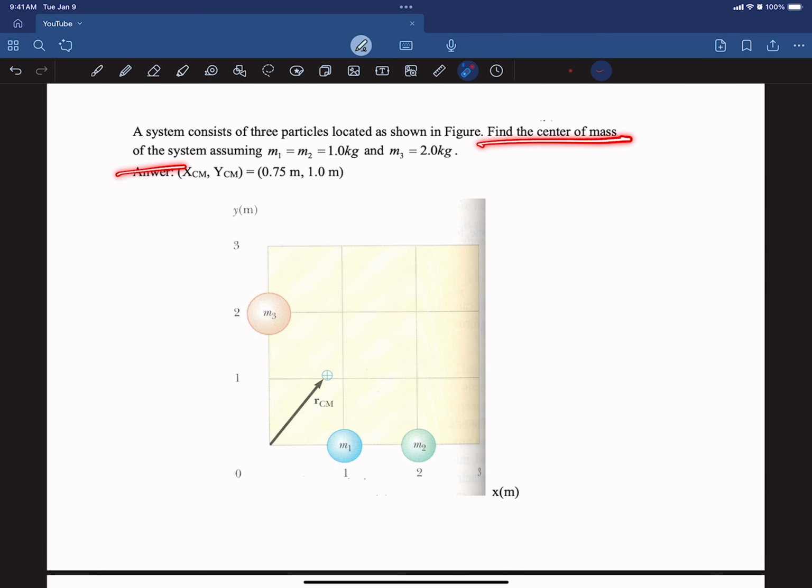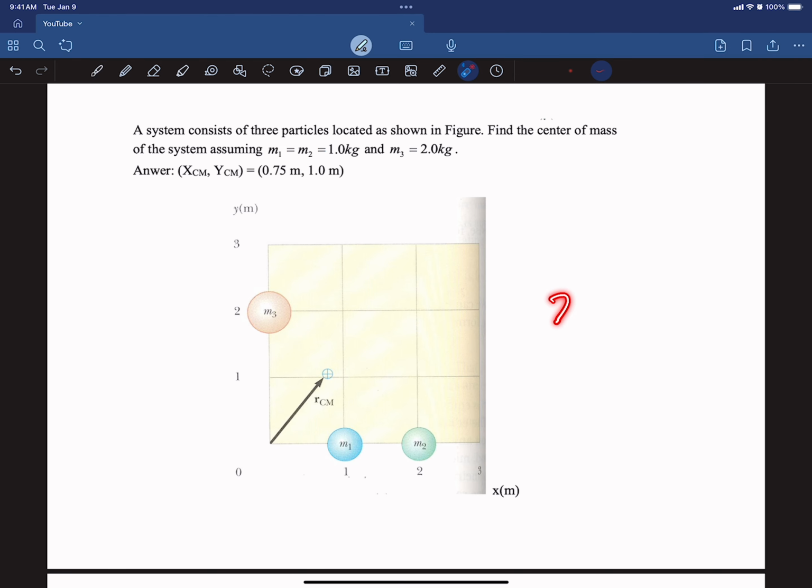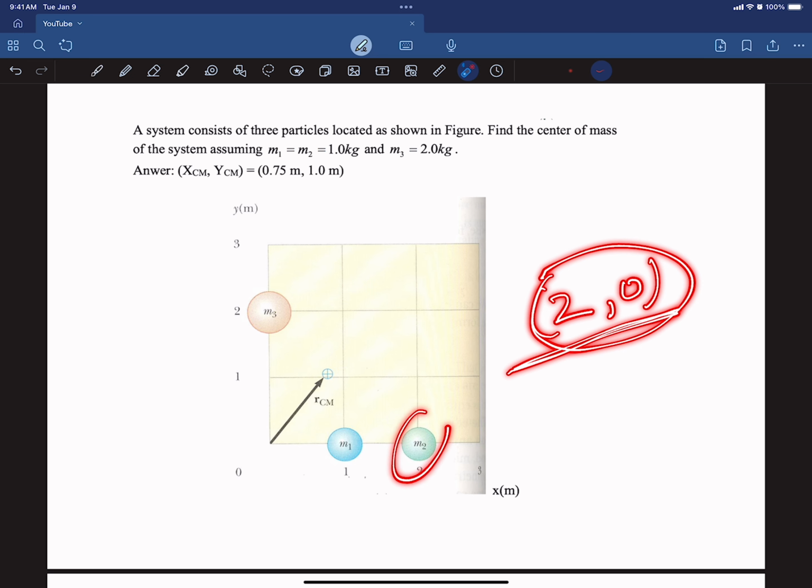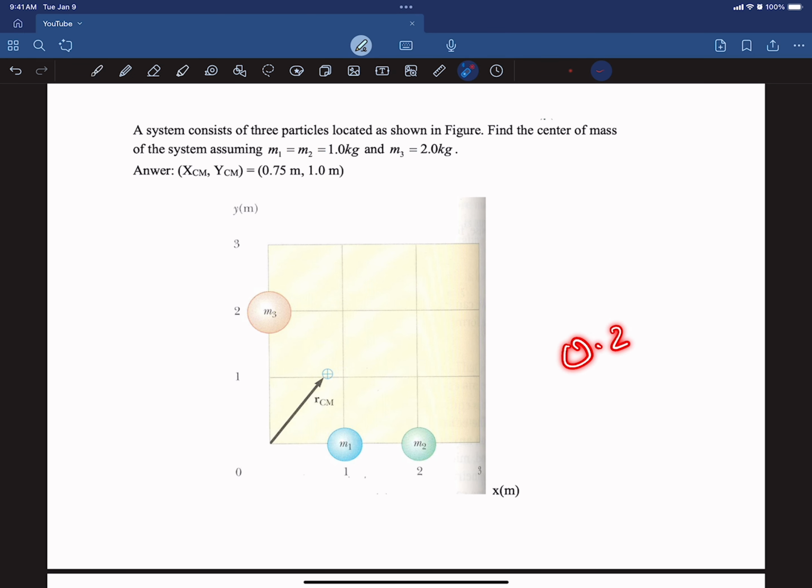Find the center of mass of the system, assuming m1 and m2 are equal to 1 kg and m3 is equal to 2 kg. From the system we can say m1 is located at 1 on the x-axis and 0 on the y-axis. So this is the coordinate point of m1. Similarly for m2, 2 on the x-axis and 0 on the y-axis. So this is the coordinate point of m2. And for m3, 0 on the x-axis and 2 on the y-axis.